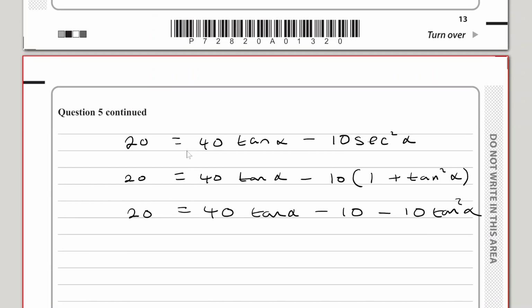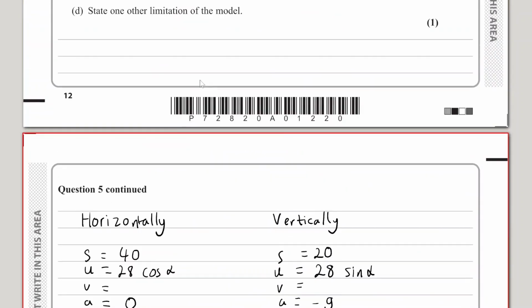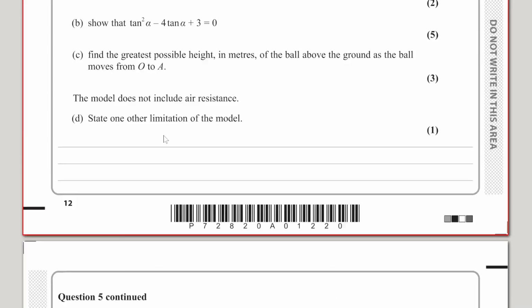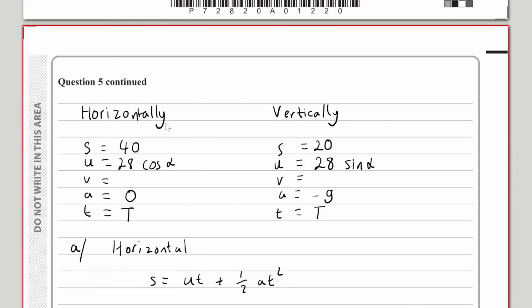And then we'll divide through by 10, make it equal to 0. And we should be done. So we've got tan squared alpha minus 4 tan alpha plus 3 equals 0. Was that what we wanted? Minus 4, plus 3. Yep, that's what we wanted.